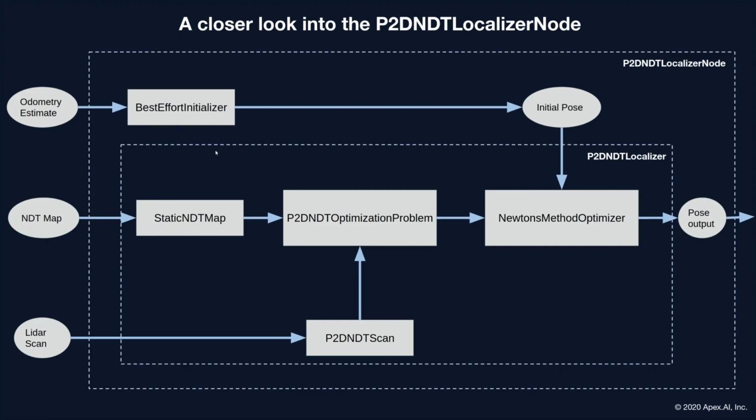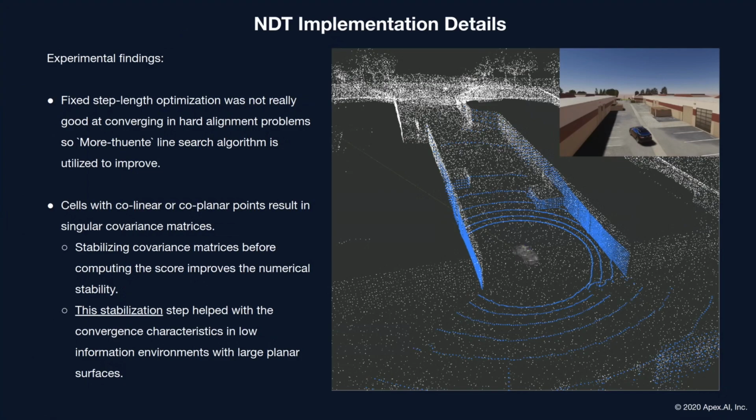And the localizer listens to the NDT map and Lidar scan topics. After receiving this information, it stores it in local structs, which are used to build the NDT optimization problem. Given the initial pose estimates and the optimization problem, the Newton's method optimizer will come up with an optimal pose estimate, which is then published by the NDT localizer node. During our experiments with this implementation, we have seen that fixed step length optimization was not really good at converging all the time. That's why we have added the More-Thuente line search algorithm to the optimization pipeline.